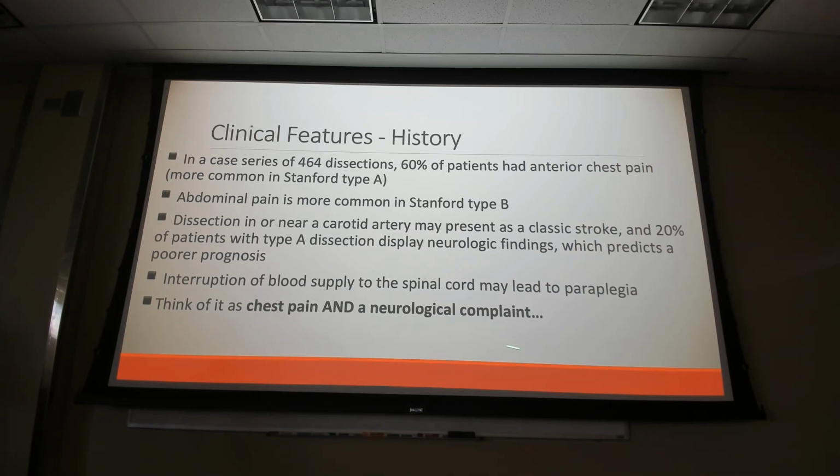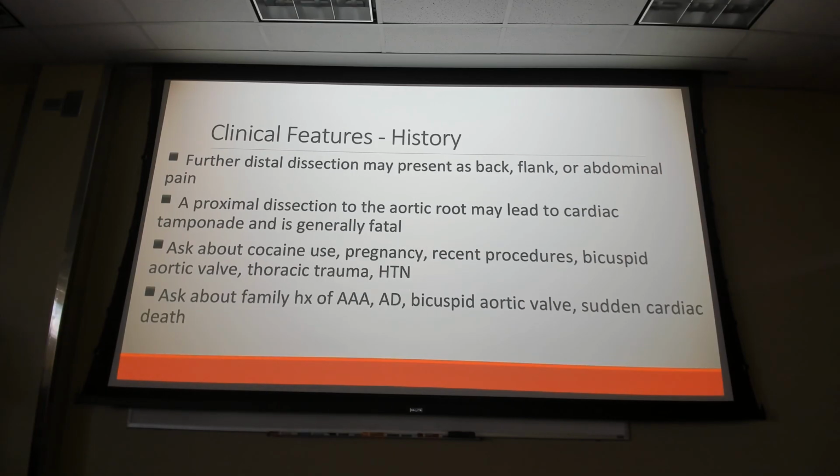All right, remember, chest pain and neurological complaints, and it could be anything. It's usually stroke-like symptoms 30% of the time. All right, the further distal, as it goes down the aorta, it could be back, flank, even leg pain, kind of groin pain kind of stuff.